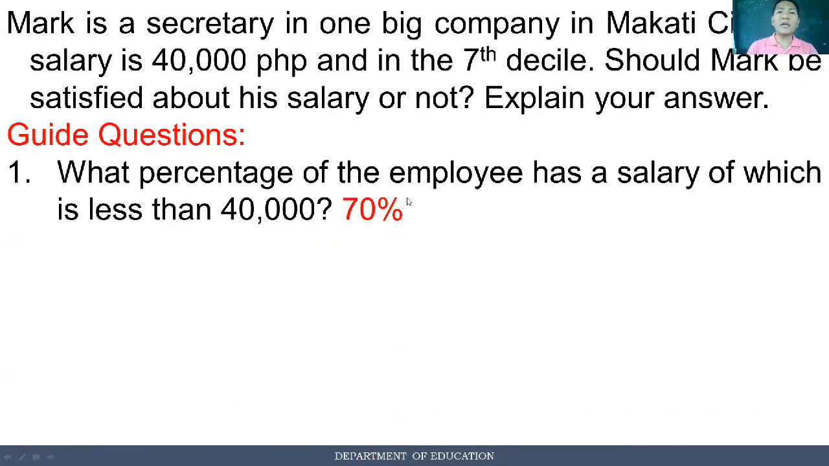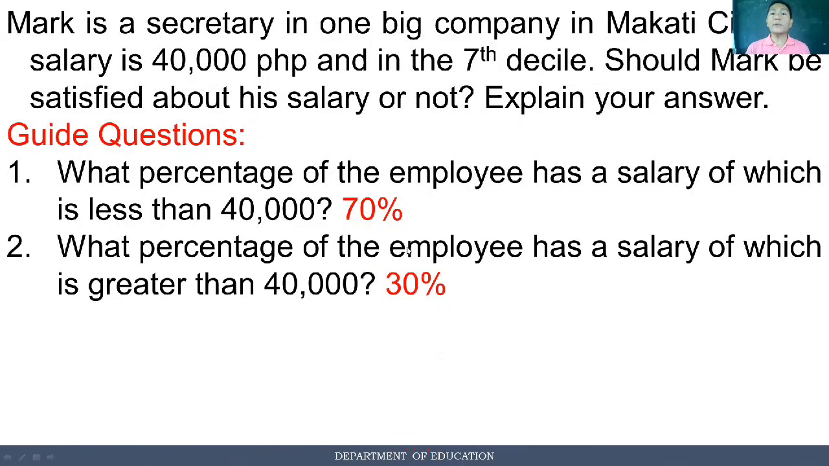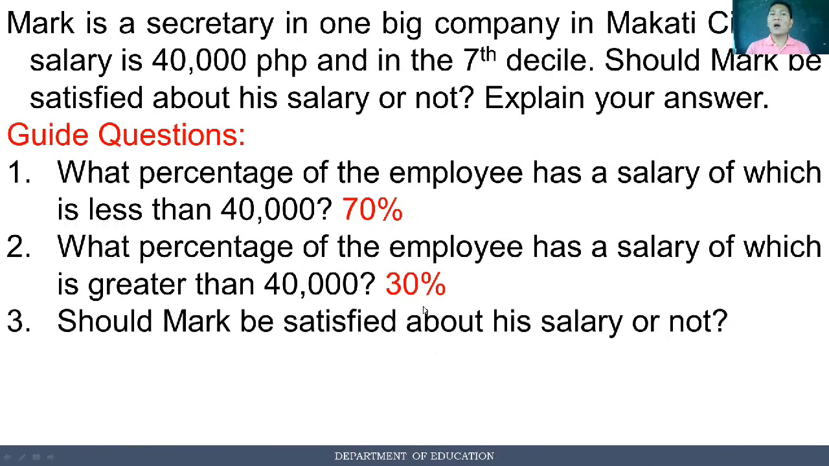What percentage of the employees has a salary which is less than 40,000? So 70% and below. Those are the employees that receive a salary which is less than 40,000. The 7th decile, so that is 70%. And what percentage of the employees has a salary which is greater than 40,000? That is 30%. So 30% of the employees are receiving a salary greater than 40,000 pesos. So what do you think? Should Mark be satisfied about his salary or not?